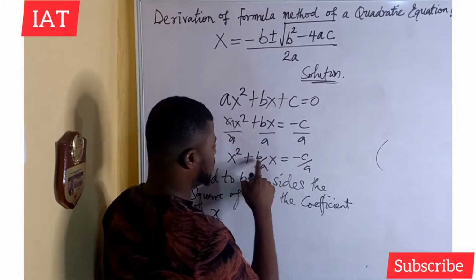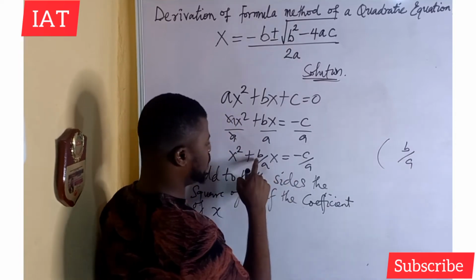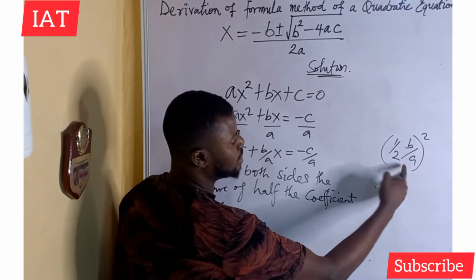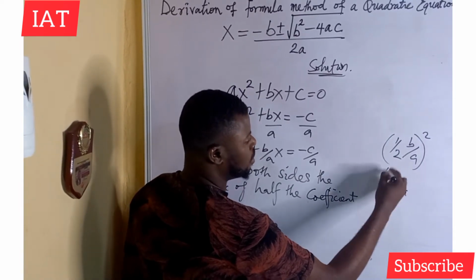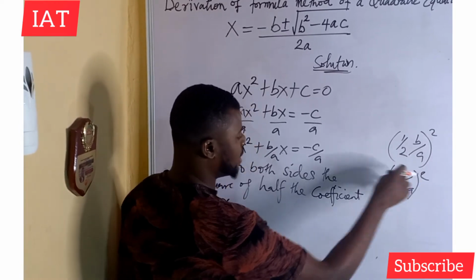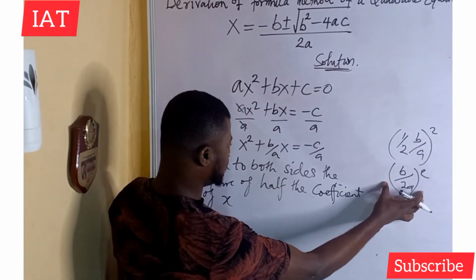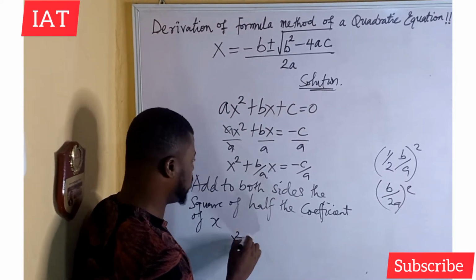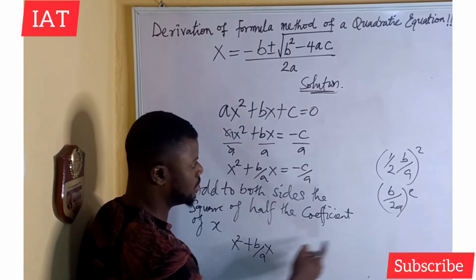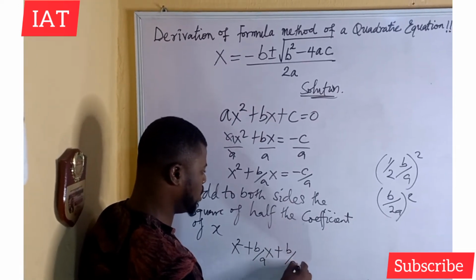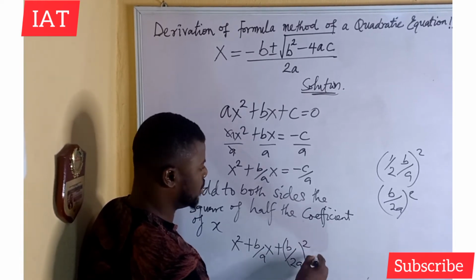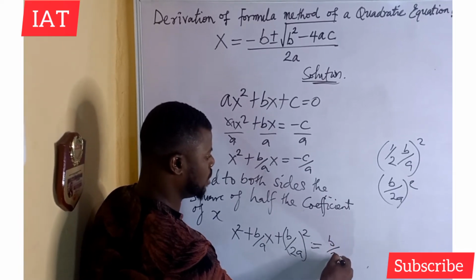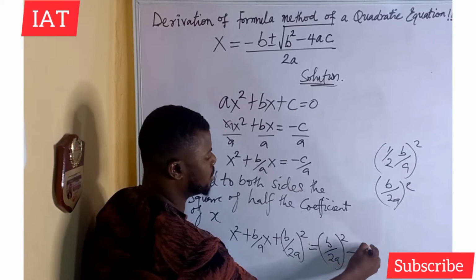This is b over a, which is the coefficient of x. Half of it is this. The square of it is like this. So if you expand this, it is b over 2a all squared. This is what they said you should add. This is the interpretation of the statement. So we're going to add this to both sides of the equation. So we have x squared plus b over a x plus b over 2a all squared equal to, I will still add it to this part, b over 2a all squared minus c over a.